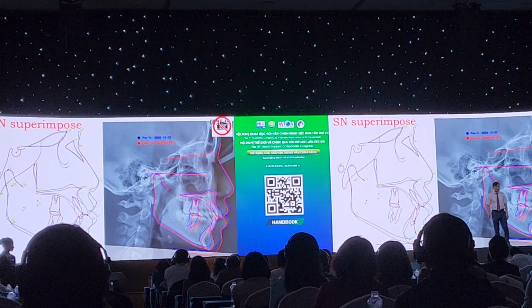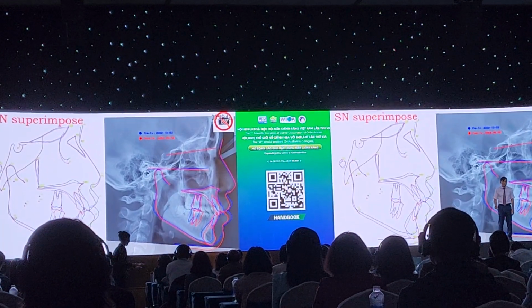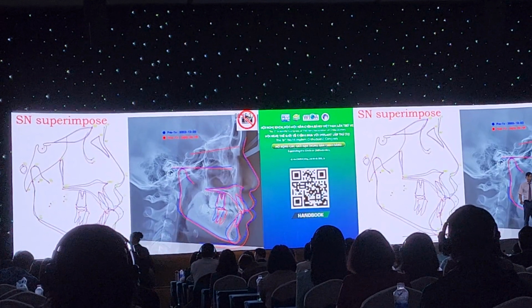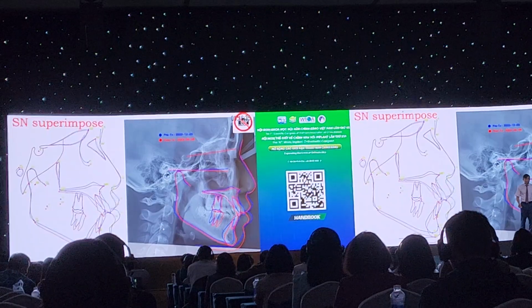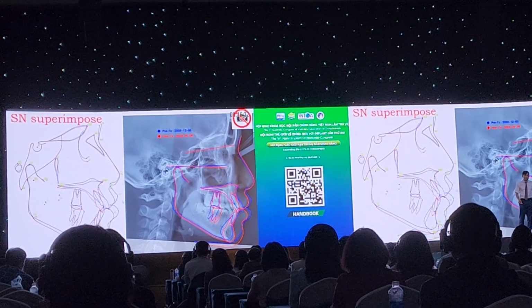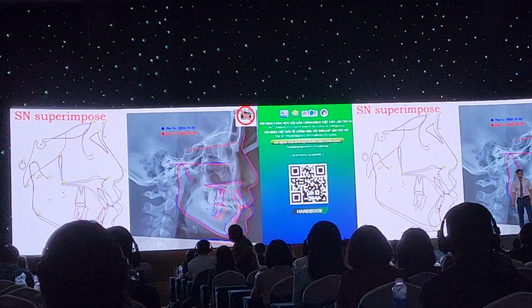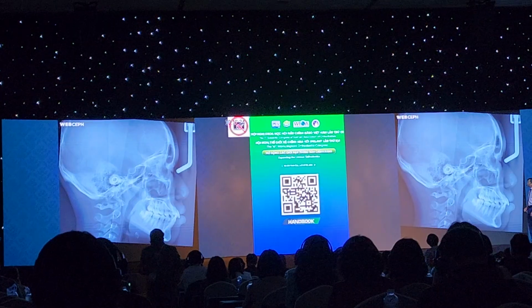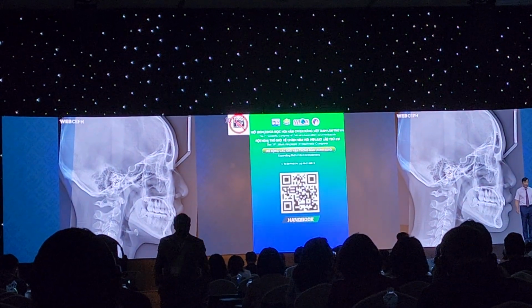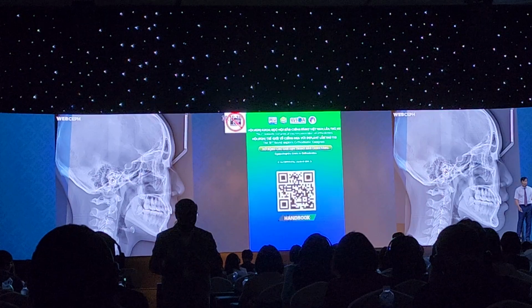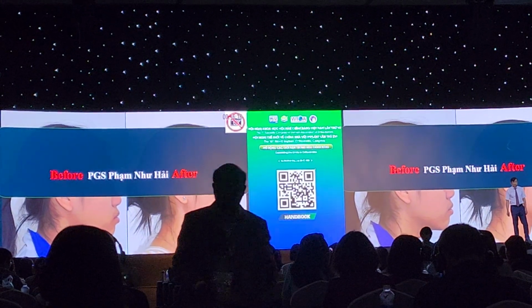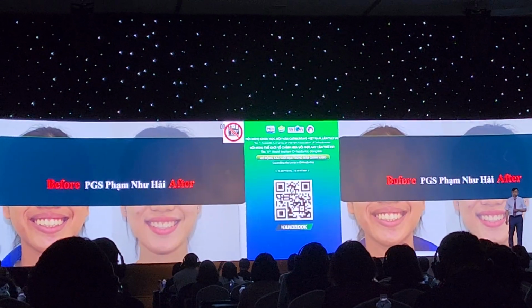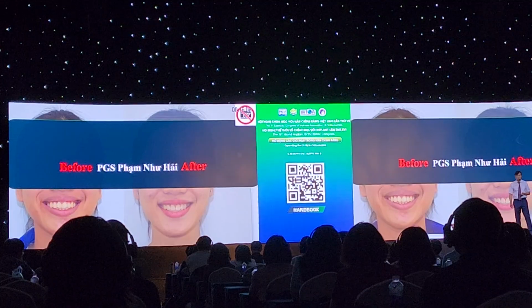And when I look at the whole face, you know what changed. The chin goes forward. I reduced the protrusion, and the X-ray superimposition. And the face. So when we place the mini screw on the extraction side, it will help us to control the vertical.